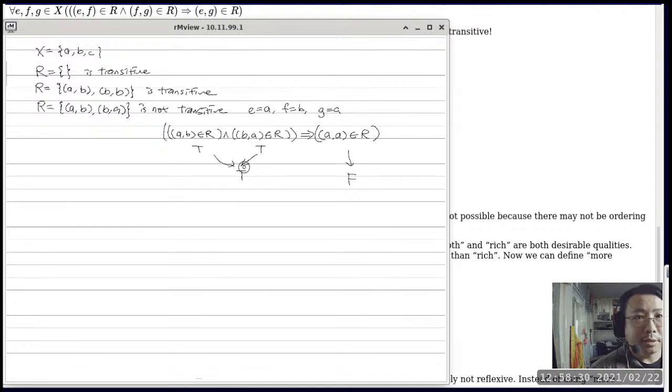How did I get that? It's just an example, because the only restriction about E, F, and G is they all have to be elements of X. Well, A is an element of X, so I can. There's no reason why I cannot bind variable G to element A based on the universally quantified statement.